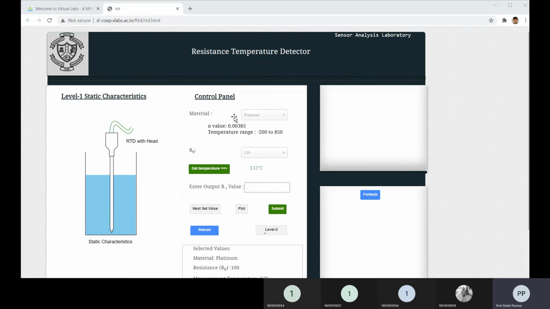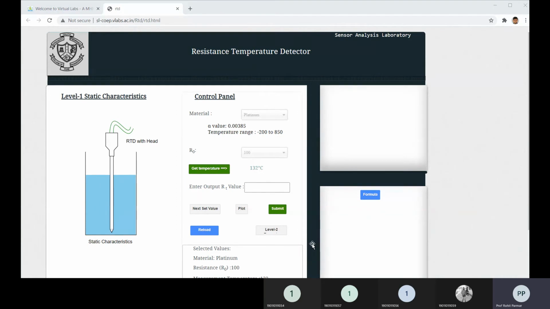Value of RT. How can I calculate the value of RT? RT is equal to R0 in bracket 1 plus A into T minus T0. Okay, so RT is equal to R0. What is R0? R0 is given as 100.